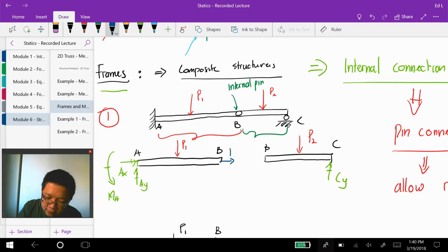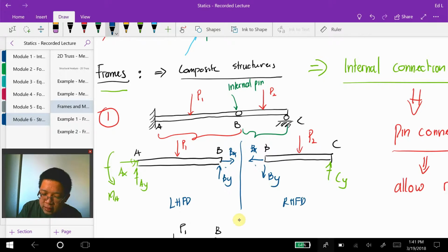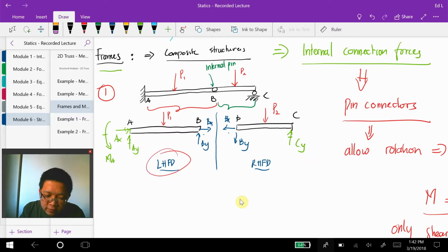Then here we have BX, BY, and here we have the same thing, BX, BY. And note that the directions of this BX on the left hand free body diagram and the right hand free body diagram are in opposite directions. Okay, such that when we connect these two structures together, these internal connection forces will eliminate each other.